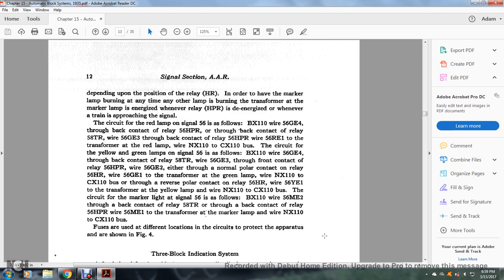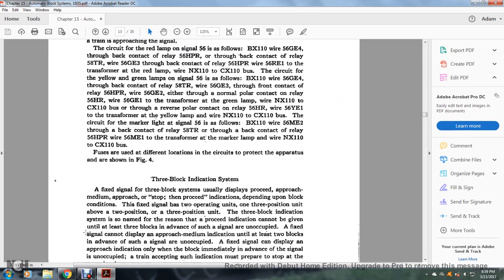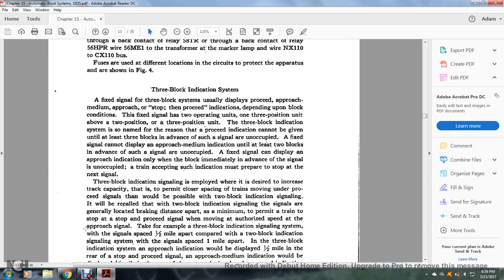The circuit with the marker lamp signal with the 56 is followed with the BX110 wire with the 56ME through the back contact relay of the 58TR, through the back contact relay of the 56HBR with the wire 56ME1 with the transformer marker lamp with the wire NX110 with the CX110 bus. The fuses are different location circuits to protect the apparatus shown in figure 4. Alright, we're going to cut this tape at the 3 block indication system.